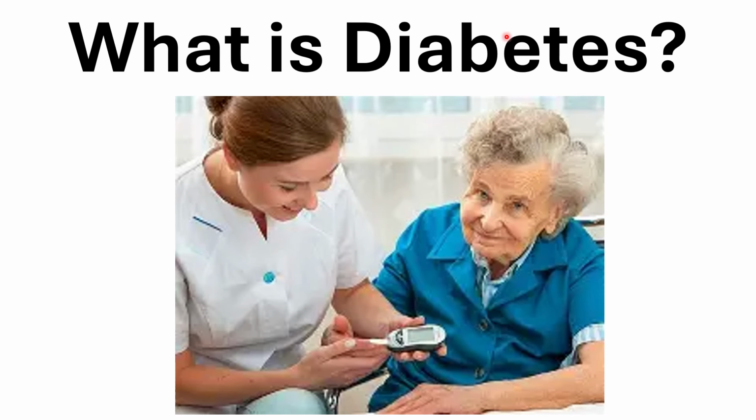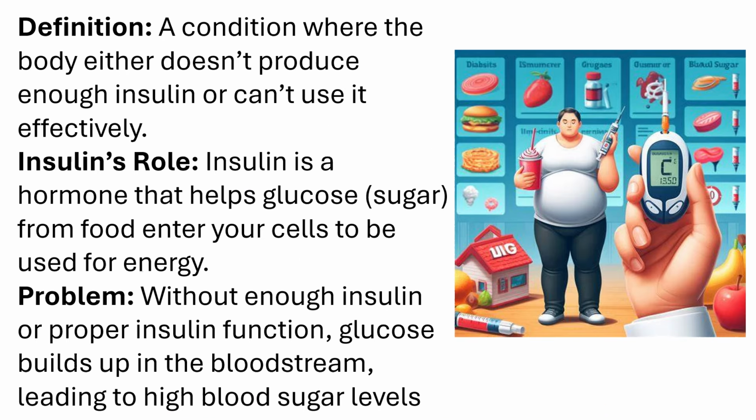Let's start with what is diabetes. The definition of diabetes is that it is a condition where the body either doesn't produce enough insulin or it can't use it effectively, right? So it's not producing it, and even if it's producing, it's not using it the right way.